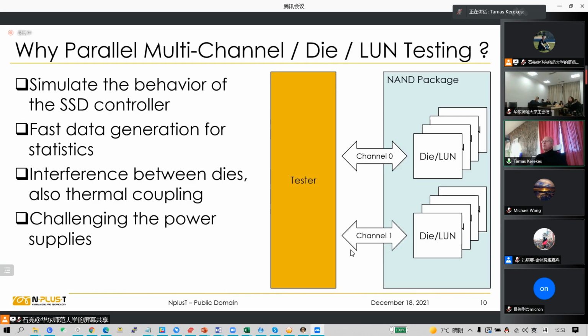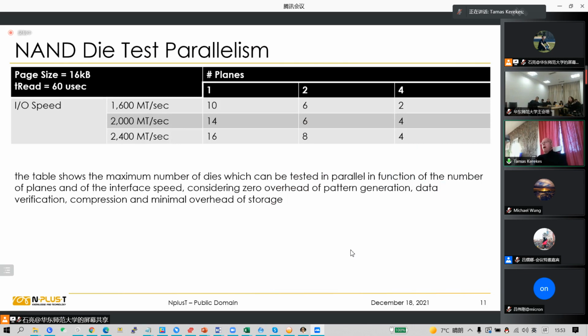So go to the next slide, which shows a little table. In this table, you can see a correlation between the number of dies you can test in parallel and the number of planes you can test in parallel at a certain I/O speed. And you see that the higher the I/O speed, of course, you can test more dies and more planes together. And for reference, we had a 16 kilobyte page size and 60 microsecond read time. Okay, go ahead, please.